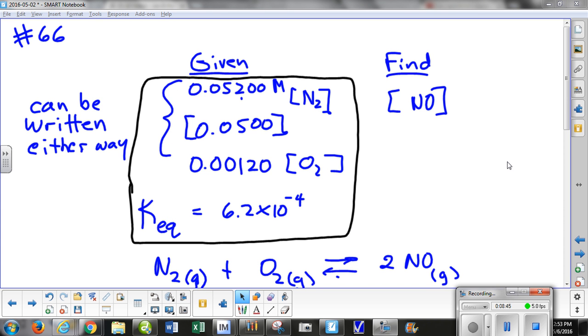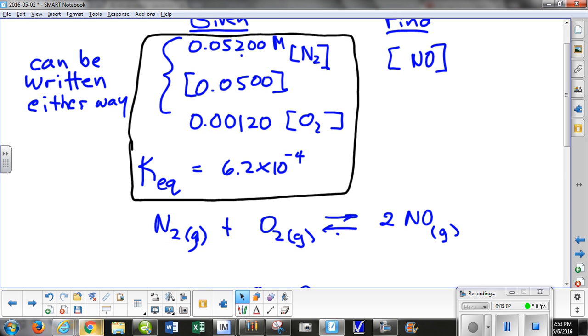Okay, number 66 was in the homework last night. A lot of people did not do that because they didn't understand it, and I'll show you why in just a minute. But we've got here a series of concentrations that are given. Okay, we got the N2 concentration for this reaction. We got the O2 concentration, and we also got the K equilibrium. What was the 0.0500?